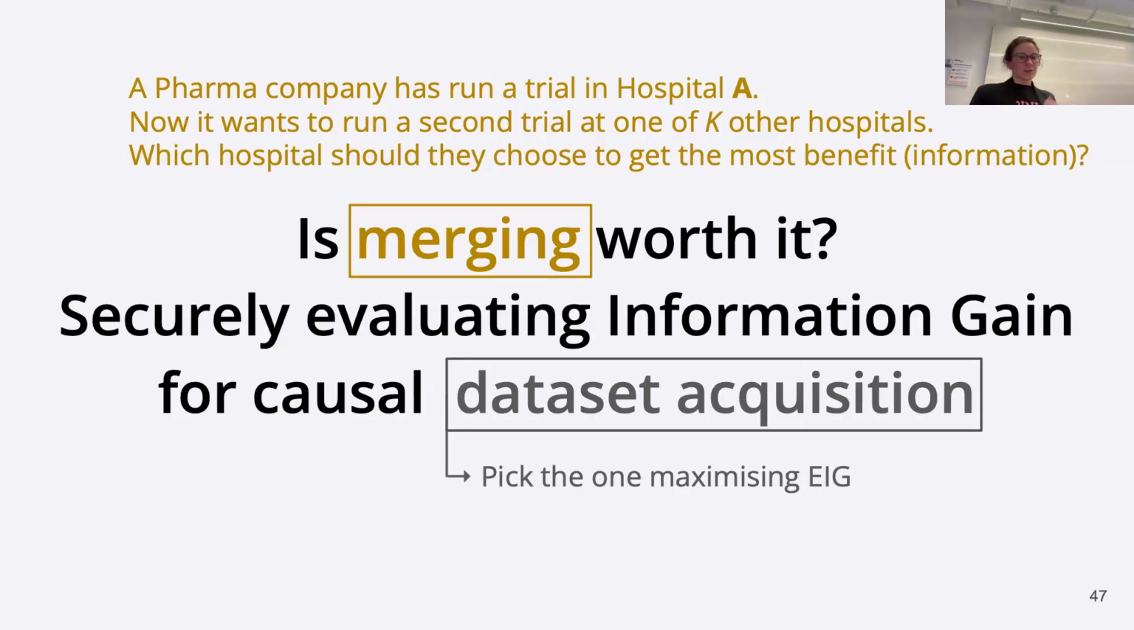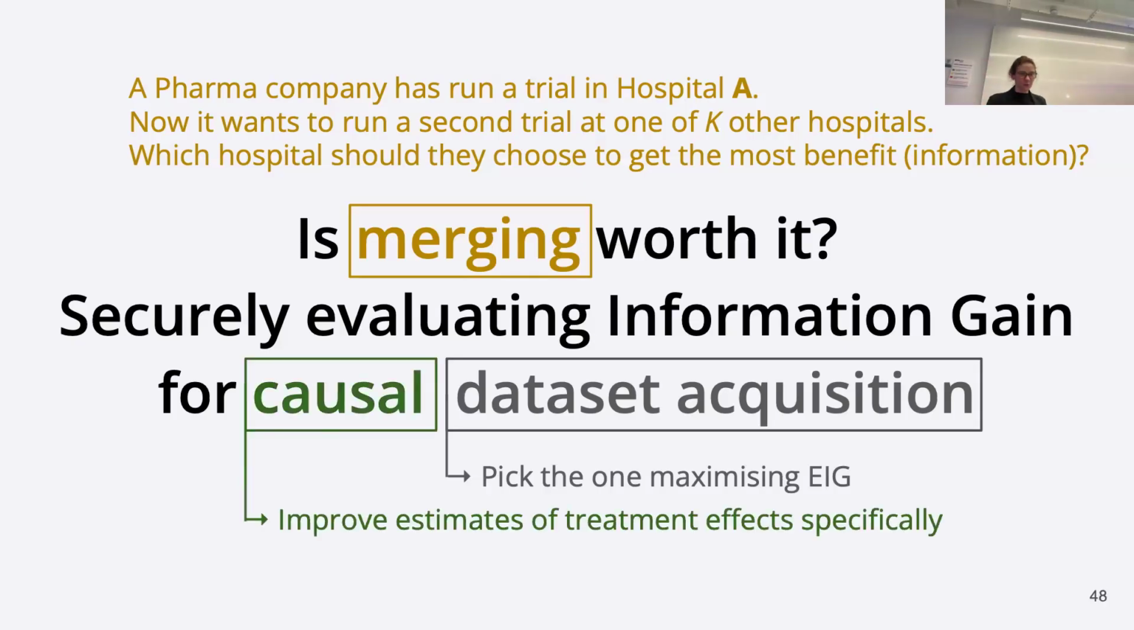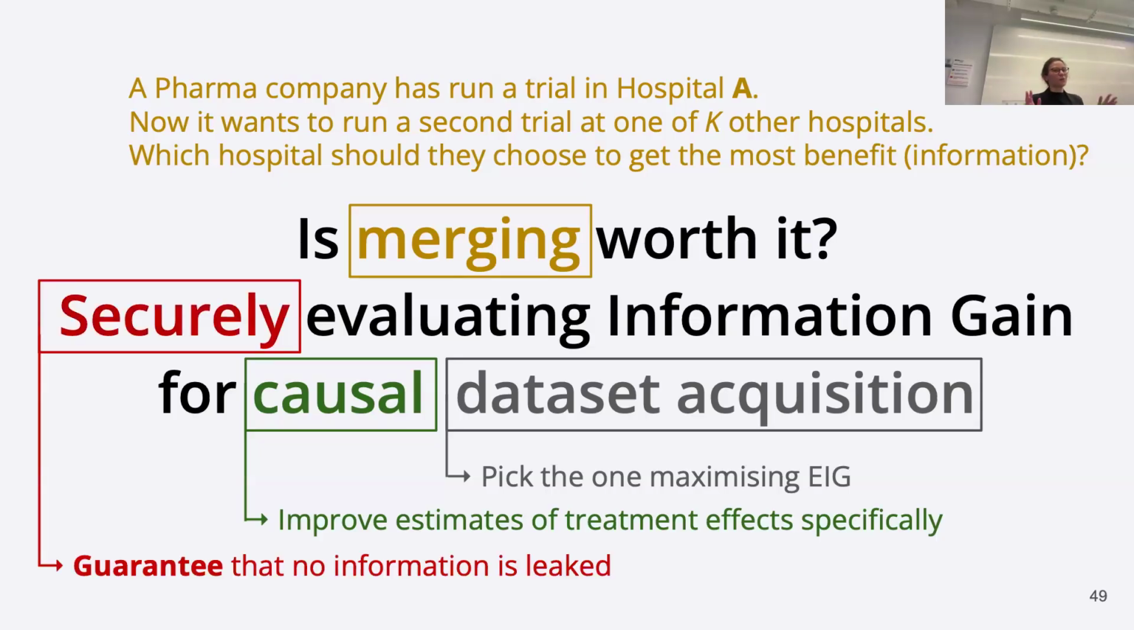Right, so we'll be acquiring a dataset, so we'll be picking the one that maximizes expected information gain. So we know what expected information gain is, and how to calculate that. What do we mean by causal, right? We want to improve estimates of treatment effects specifically. We don't want to learn about all possible parameters that we have in the model. And finally, we want to guarantee that no information is leaked, right? You don't want clinical records to be distributed between hospitals or various institutions.